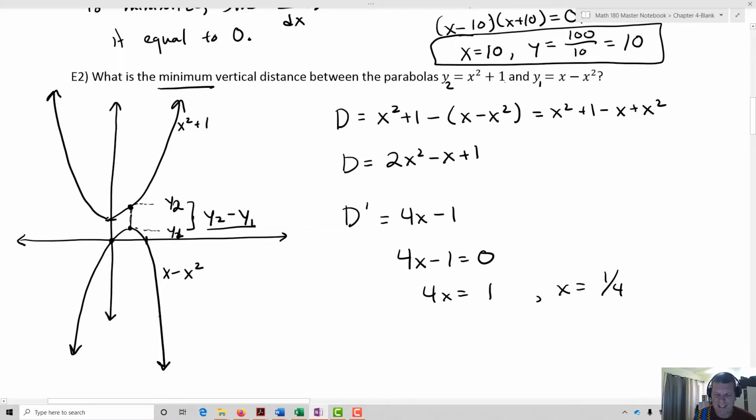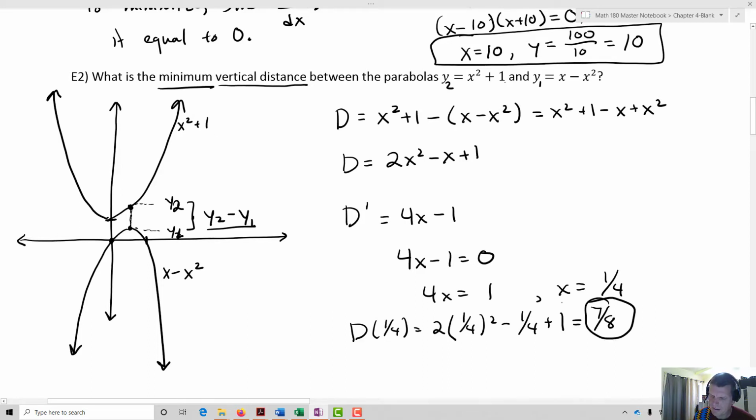Very important that that's not actually the distance. This is asking for the minimum vertical distance. So what I'm going to do is plug that back into d. I'm going to find d of 1/4. So d of 1/4 is going to be 2 times 1/4 squared minus 1/4 plus 1. And that'll end up equaling 7/8. So 7/8 is our minimum distance.